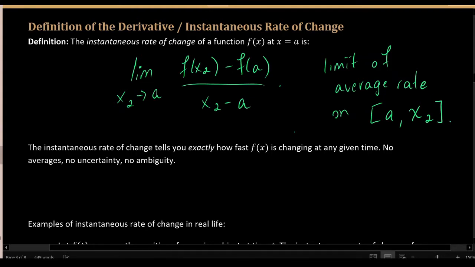We let that secondary time get closer and closer to the initial time so that the average becomes not an average anymore, but now a measure of instantaneous change. The instantaneous rate of change tells you exactly how fast the function f of x is changing at any given moment, any given instant. No averages, no uncertainty, no ambiguity. The limit eliminates those things.